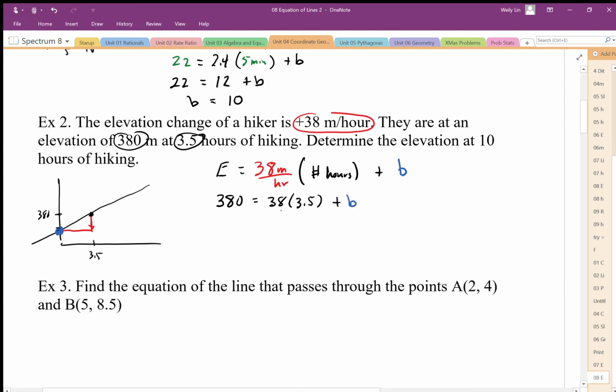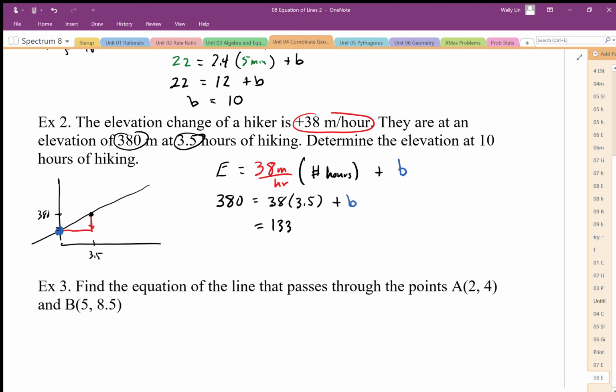Okay, in 3.5 hours, when I do my calculation, 3.5 times 38, well, you're going to have to do some mental math here. So 76, 106, 114 plus 19 is going to be, I'm getting 133. Okay, let me just double check that. So 38, yeah, I think that's correct. So we've gone up 133 meters in 3.5 hours.